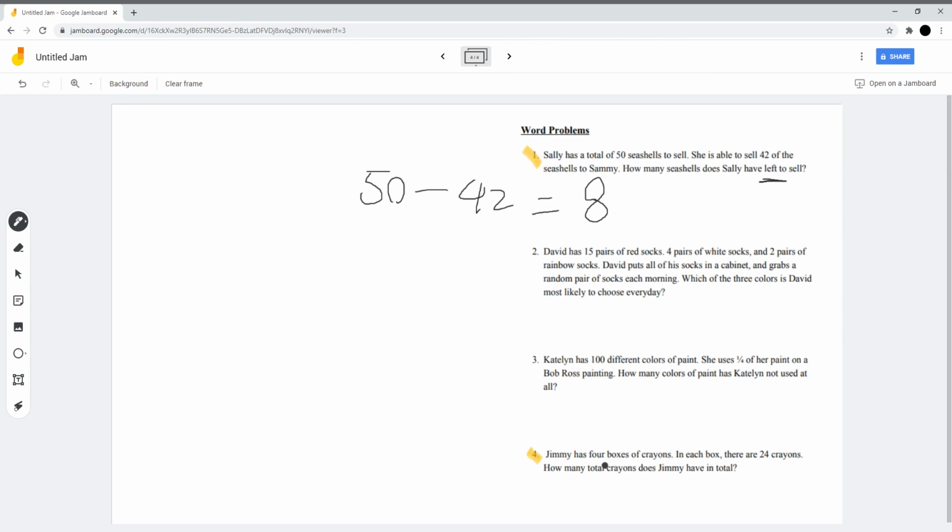Next, Jimmy has 4 boxes of crayons. In each box, there are 24 crayons. How many crayons does Jimmy have in total? First, this question is multiplication. 24 multiplied by 4. 4 multiplied by 4 is 16. 1 goes at the top. 2 multiplied by 4 is 8, plus 1 is 9. So the answer for this is 96.